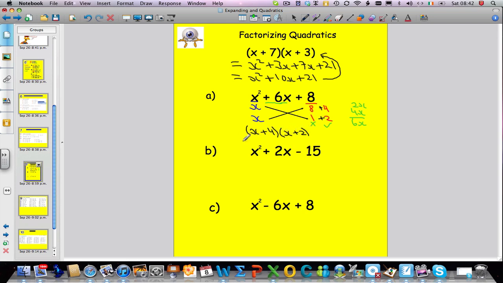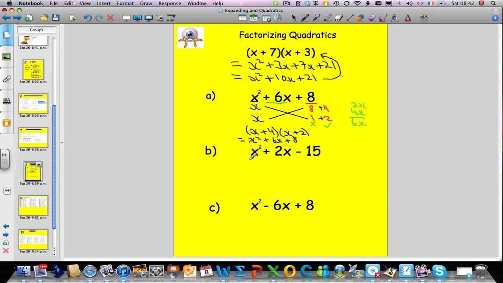And if I want to check my answer, I can always expand it out. So let's just expand it really quickly here. X times x is x squared. X times 2 is 2x. And 4 times x is 4x. 2x and 4x is 6x. And then 4 times 2 is 8. So, yep, that absolutely works. Perfect. We started with this, we factorised it to this, and then to check our answer we expanded and we got this, so we know we're correct.